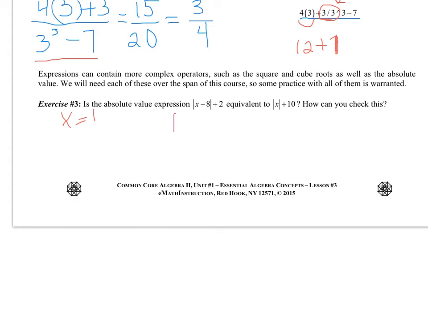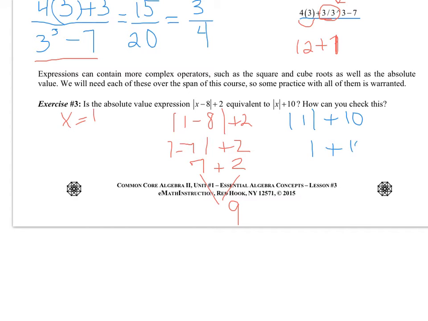So over here, I'm going to have the absolute value of 1 minus 8, plus 2. And then over here, I'm going to have the absolute value of 1 plus 10. So 1 minus 8 gives me negative 7 over here, plus 2. And when I take the absolute value of negative 7, I get a positive 7 plus 2, which means that this whole expression ends up having a value of 9. Over here, the absolute value of 1 is 1 plus 10. This expression, I get a value of 11.